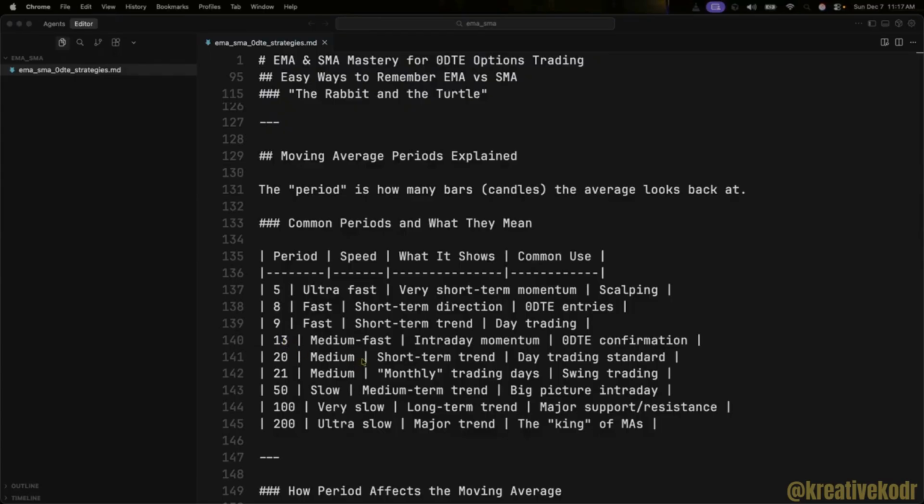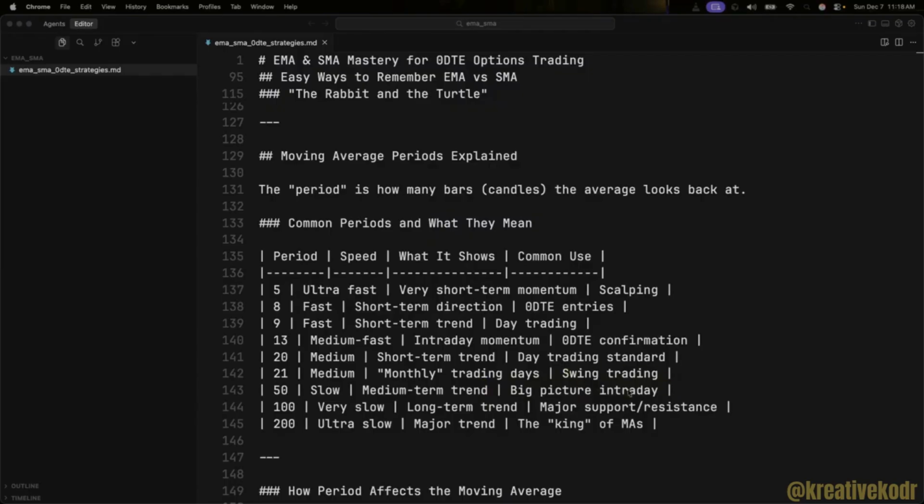So let's keep going. Then we have 13, medium fast, intraday movement, zero DTE confirmation. I would beg to differ. I like to use 12. I get a lot more action with 12, but we'll get to that period once we're actually building out the strategy. 20 is medium, short-term trend, day trading standard. 21 is medium, monthly trending, swing trading.